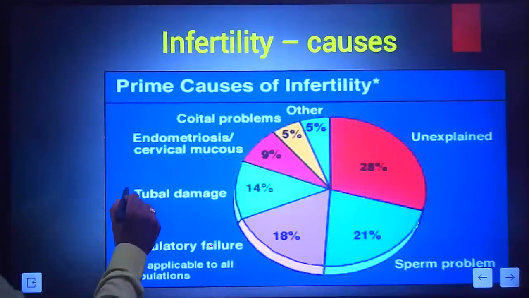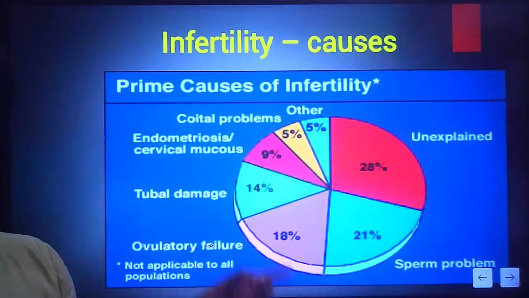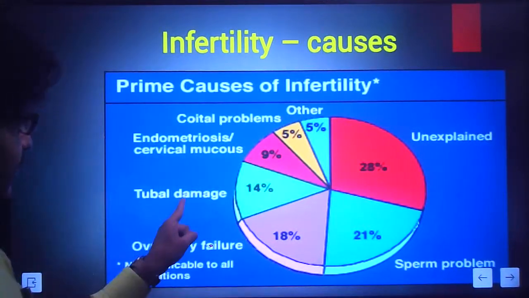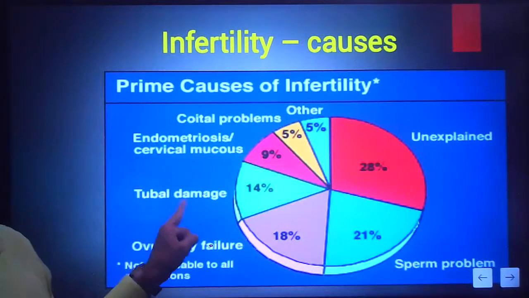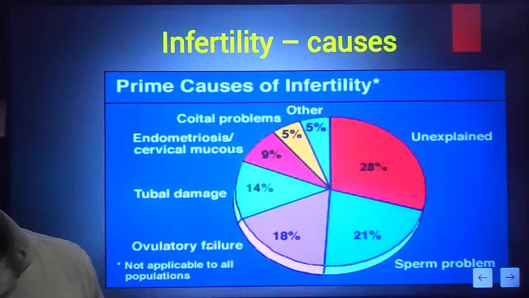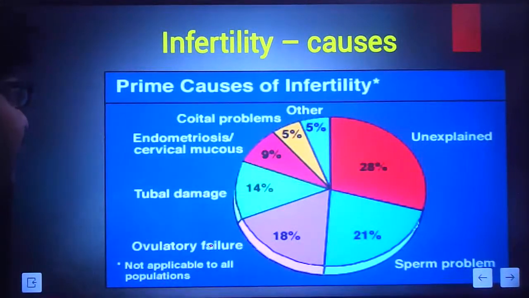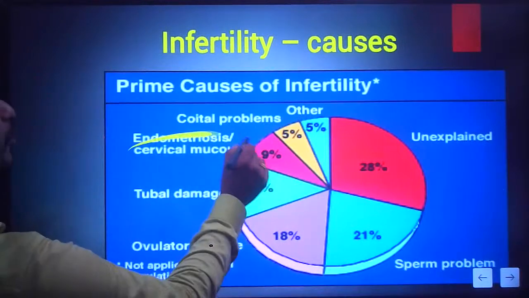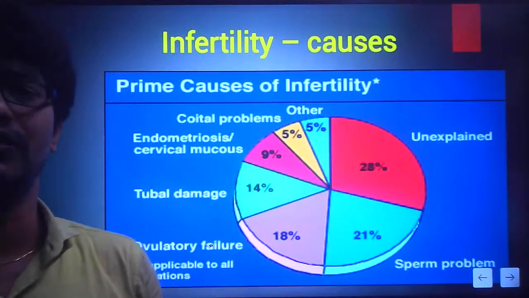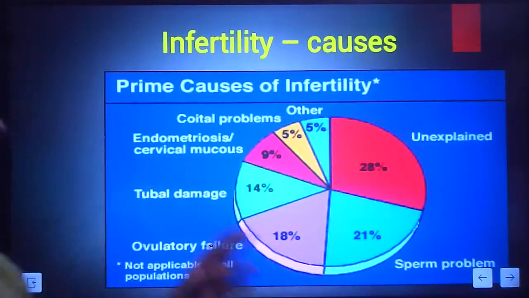And tubal damage: sometimes in the fallopian tube or the vas deferens, even though production takes place, sperm is produced and egg is produced, the problem is in the fallopian tube or the vas deferens, so there is a problem in the transport of the gametes. Because of that, infertility may occur. And maybe the cervical mucus: I told you, improper secretion of the mucus sometimes causes infertility.